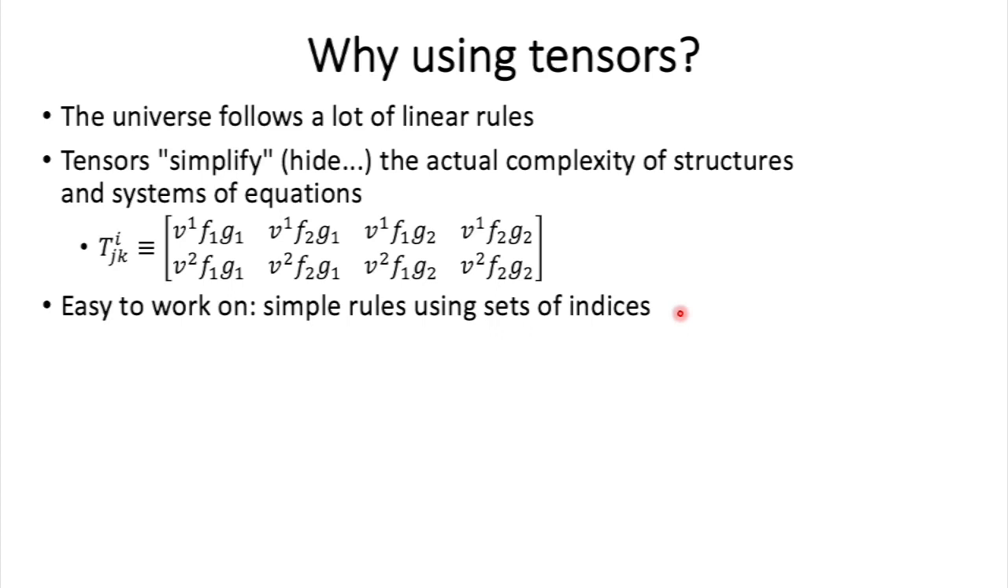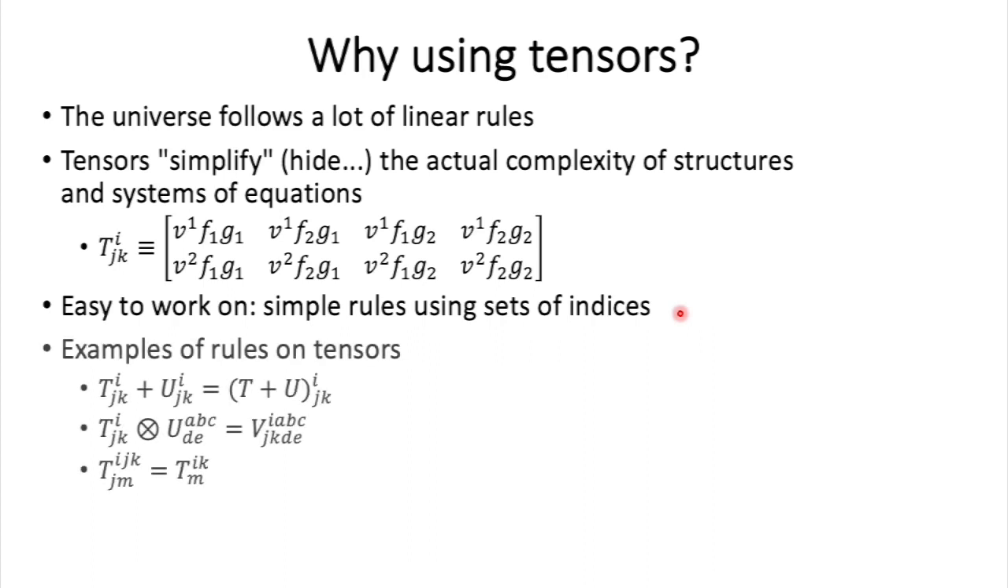And tensors can have many indices. Here are some examples. For instance, if you have two tensors with the same indices upstairs and downstairs here, you can combine them like this for an addition. And for the tensor product here, you can manage the indices pretty easily like this. And here, where you have the same index upstairs and downstairs, you can simplify that and write it like this. So there are a lot of rules like this which allow us to simplify tensor equations.